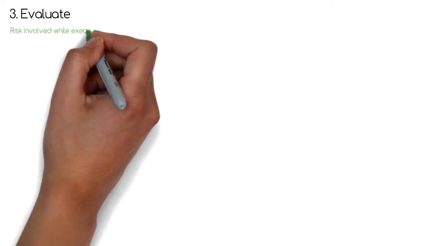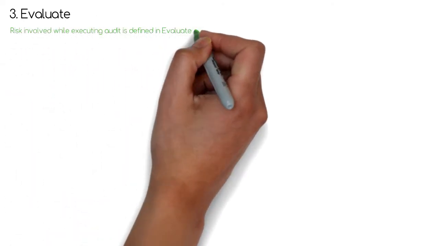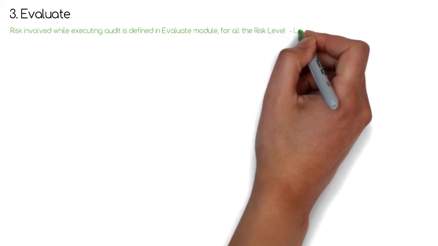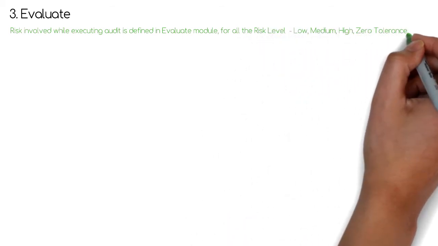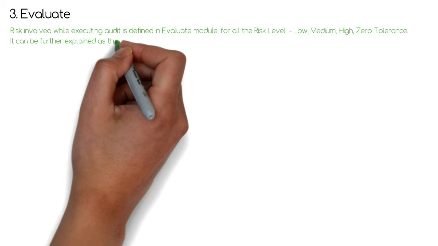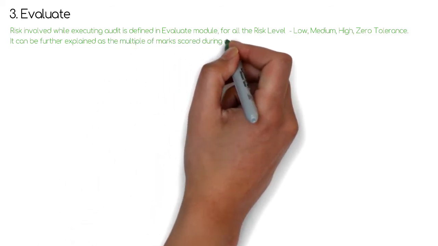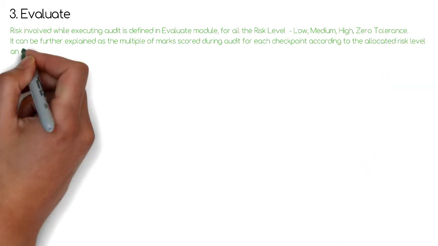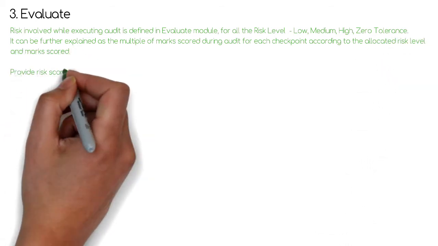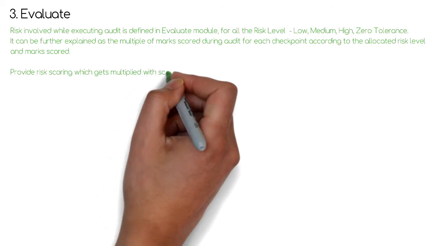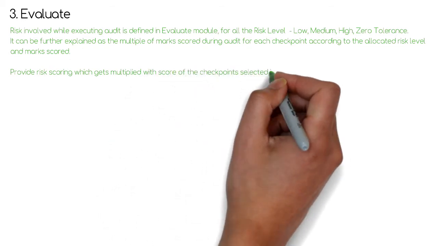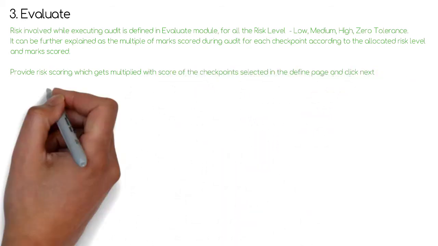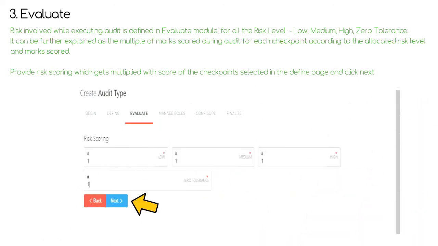Risk involved while executing the audit is defined in the Evaluate module for all the risk levels: low, medium, high, zero tolerance. It can be further explained as the multiple of marks scored during audit for each checkpoint according to the allocated risk level and marks scored. Provide risk scoring, which gets multiplied with the score of the checkpoints selected in the Define page, and click Next.